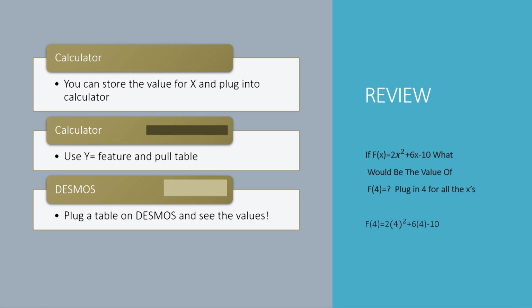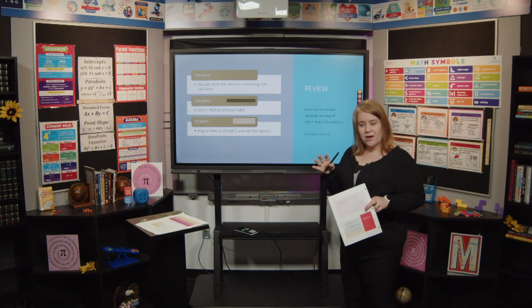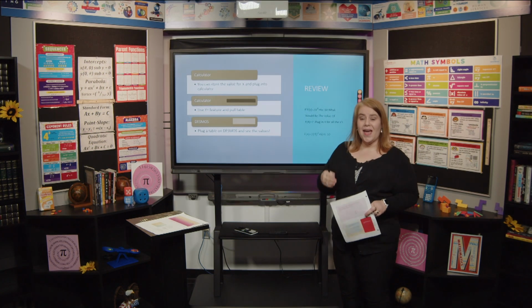Okay, so let's do some review. We've got our calculator and we have our Desmos skills. So let's go ahead and see what this review is. If f of x equals 2x squared plus 6x minus 10, what would be the value of f of 4? Now remember, all I'm doing is plugging in that 4 everywhere in that function's equation that I see x.